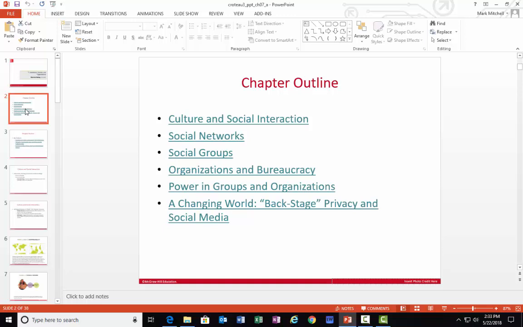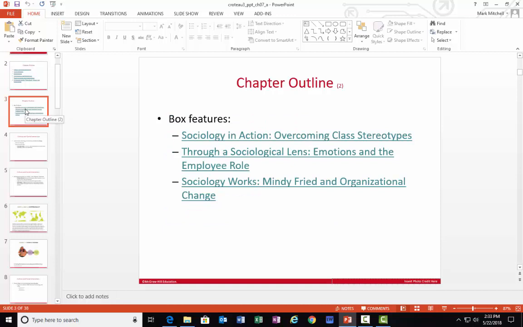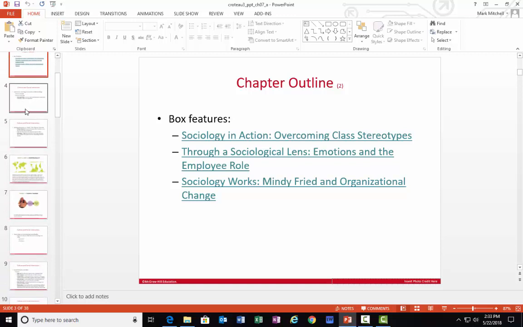beginning to end, starting from the basic definitions of social interaction all the way down to a changing world with backstage privacy and social media. So we have a lot of ending information in the chapters about the digital world and digital revolution that our author has included. We also have a few additional articles in the chapter. That's just something we've seen from chapter after chapter, but they help to give a different perspective on some of the topics that were promised in the chapter.